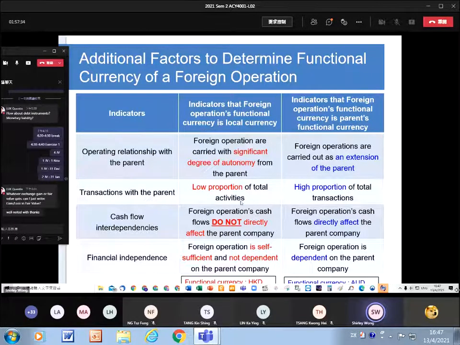There are different indicators. And for the indicator, if the foreign operation's functional currency is local currency, then the functional currency will be Hong Kong dollar. What does it mean? I will let you know in detail. So before I go further, let me give you a case first.